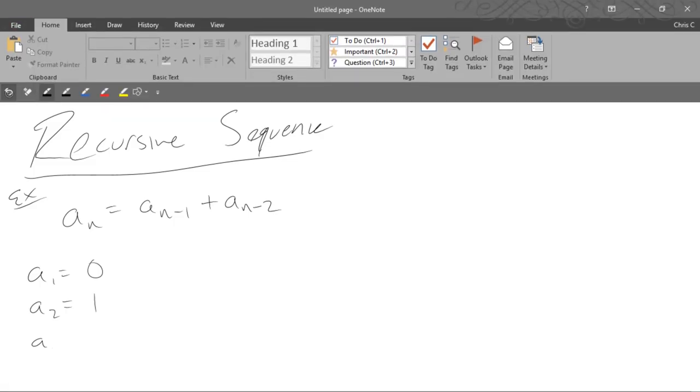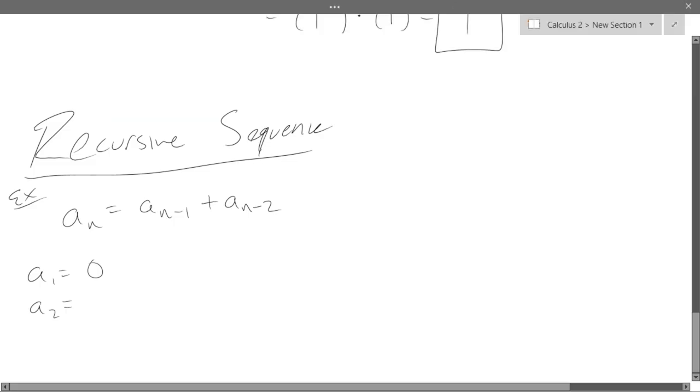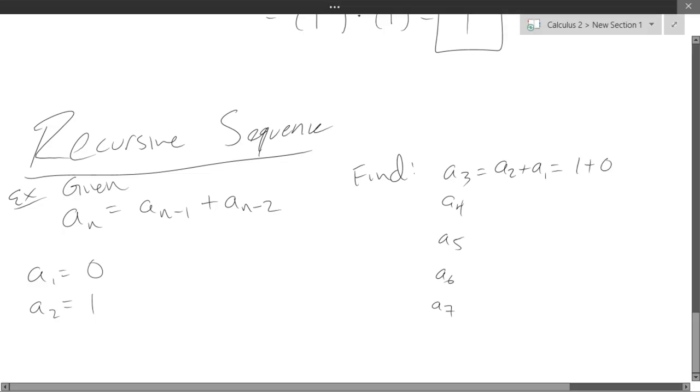So we were given this information right here. We want to find, let's go with a_3, 4, 5, 6, and 7. So a_3, just looking at the formula here, is going to be a_2 plus a_1. Here is where I needed to know the actual values of a_2 and a_1. So I just add a_2 and a_1 together. So a_2 is 1 plus 0 is 1.